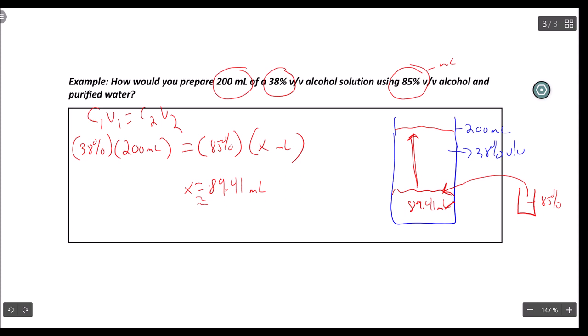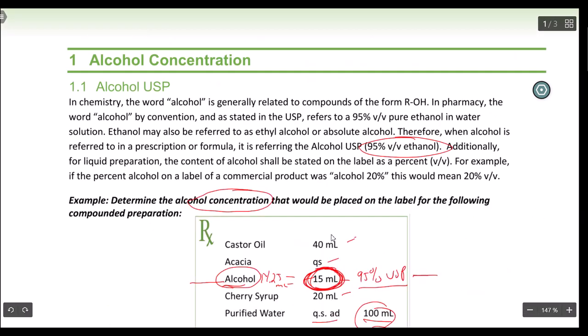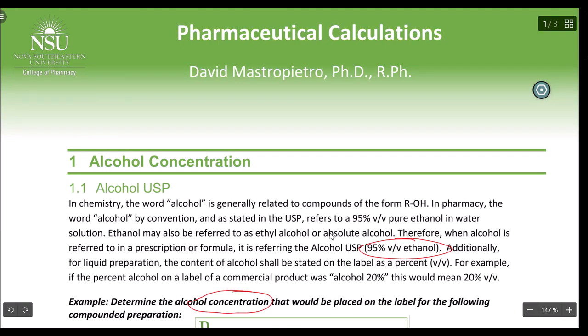All right. So that is the information on alcohol in particular when we're looking at how to describe its concentration, how to describe its proof, and again, how we can do our C1V1 equals C2V2 to make alcoholic concentrations of different amounts. All right. As always, this pharmaceutical calculation is your most important class because it's the only one that counts.